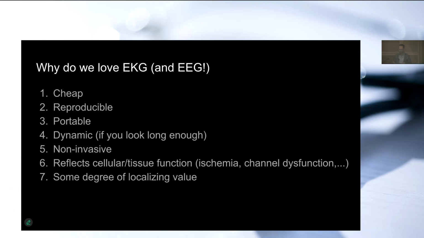And it has some degree of localizing value. It's not perfect. You're not looking at a structure, but if you put an electrode here and you see spikes here and you don't see them elsewhere, then we can conclude that the spikes are generated in this region. In the same way, if you see ischemia in 2, 3, and aVF with reciprocal changes, that makes sense, then you can localize roughly within the EKG as well. Never quite as well as seeing it with your eye or perhaps with ultrasound, but you can localize relatively well.